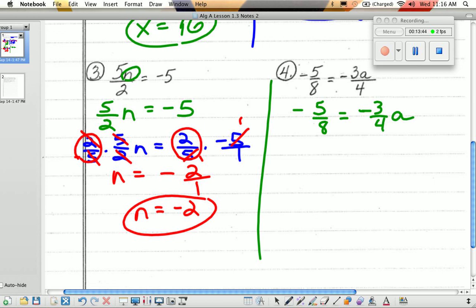Okay, what should we do now to solve it? What should we do to both sides? The variable, I'll give you, is 3/4. Okay, I need to hear from somebody else in this room.